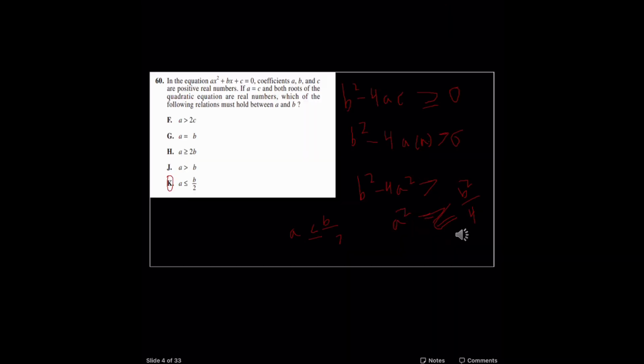All right, next problem. Sorry, it already has some of the answers, so really I'm just going to explain this problem. I already wrote it down. It says, in the equation ax squared plus bx is equal to c, the coefficients a, b, and c are positive real numbers. If a equals c and both roots of the quadratic equation are real numbers, which of the following relationships must hold between a and b?